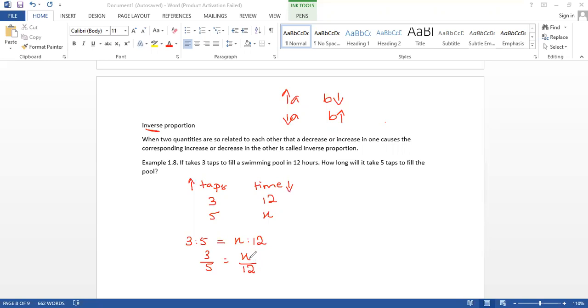Now I want to keep x on one side, so I can simply shift this 12 to the other side. So this is dividing over here, it is going to multiply over here. So I'll just do the next step over here. 3 times 12 divided by 5 will give me x. So this will come to 7.2 hours. This is the value of x over here.